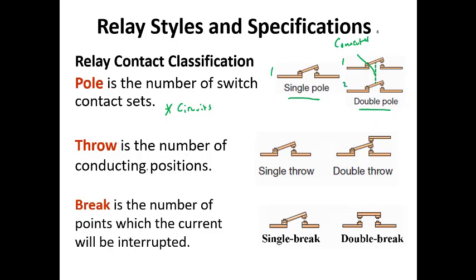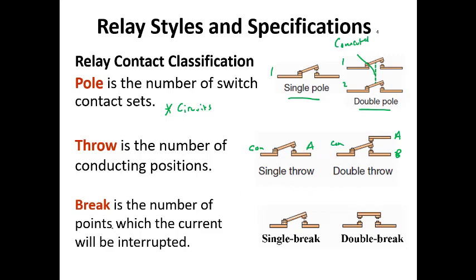The throw is the number of positions. So is it going between just 1 position, or is it going between 2 positions? So in a single throw, we have a common, and then we have one output. In a double throw, we have a common, and then we have a 1 or a 2, or we could say maybe A or B, depending on how we wanted to describe it.